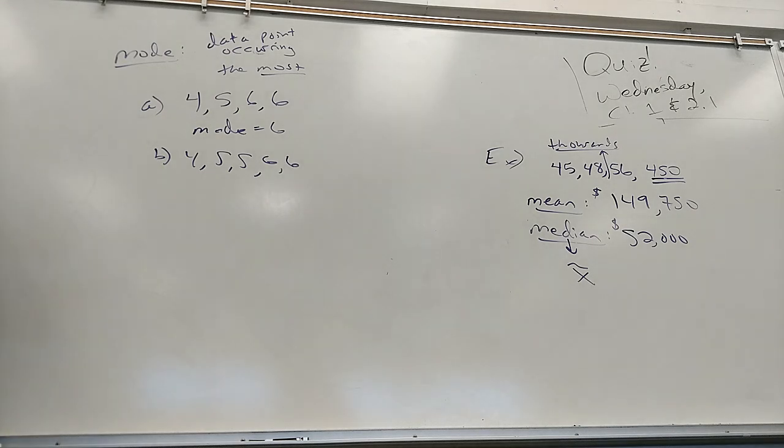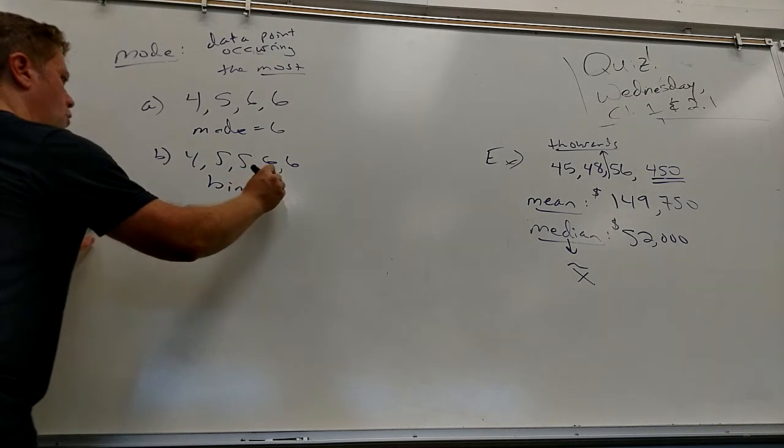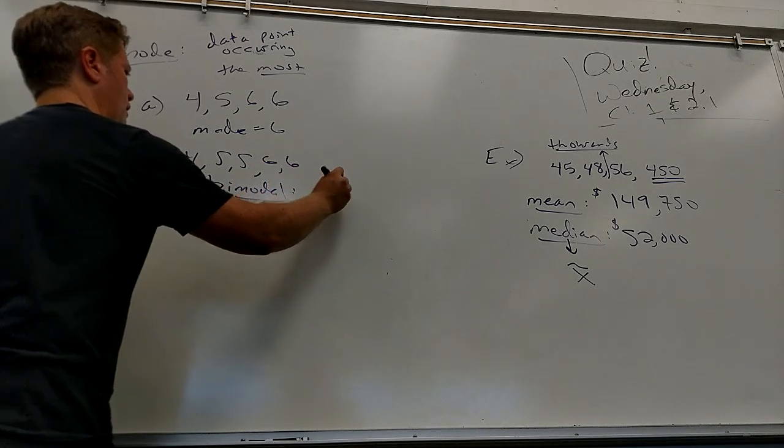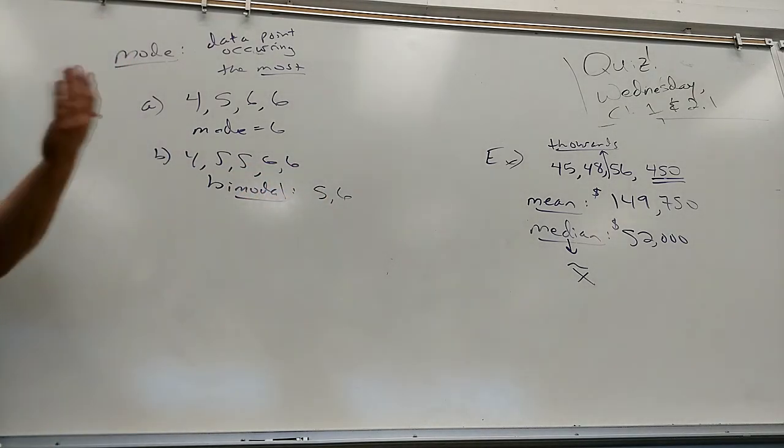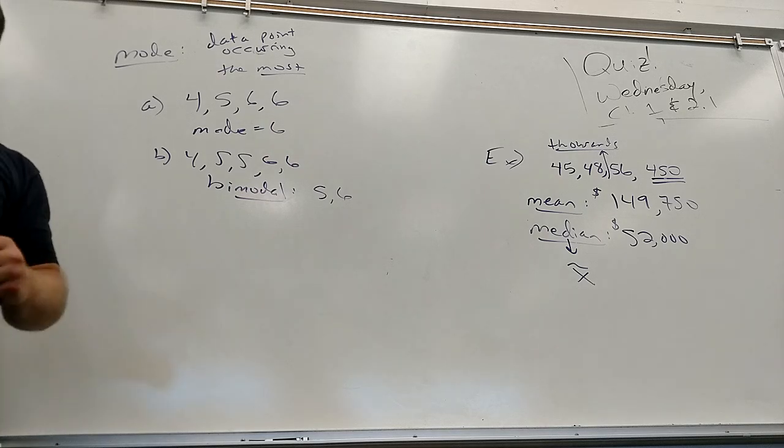What about 4, 5, 5, 6, 6? What we call bimodal. I love it. Just like bicycle. Bimodal, 5 and 6. And there's trimodal. Right? And then that's basically where we're like, screw it. If there's more than 3, there's not really a center. You can go to polymodal, but to be honest, that doesn't make any sense. Polymodal, like polynomial.